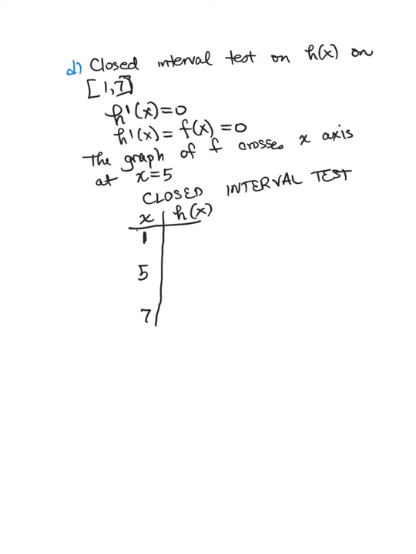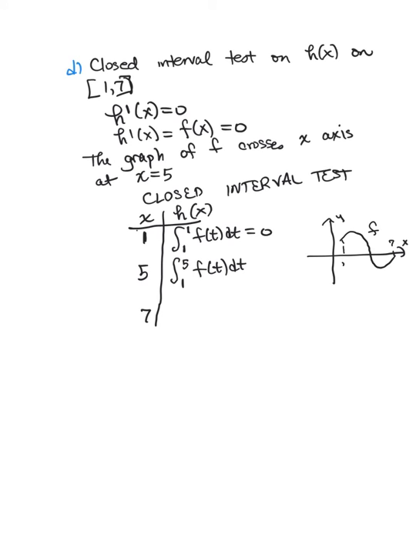So this integral would translate into the definite integral from 1 to 1 of little f of t dt. But we know that's 0. Okay, this would represent the definite integral from 1 to 5 of little f of t dt. And the best we can say is that because the graph of f looks something like this, we know that the area under f from 1 to 5 is certainly greater than 0 because that piece is above the x-axis.